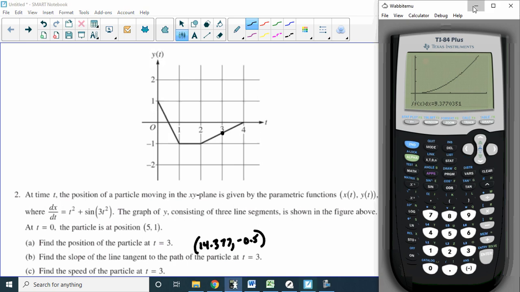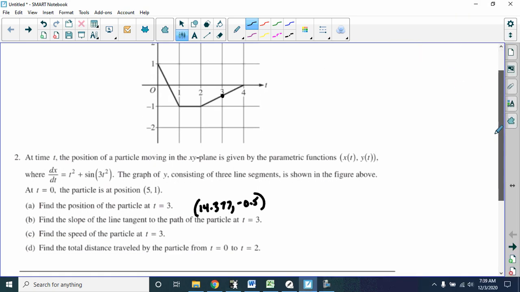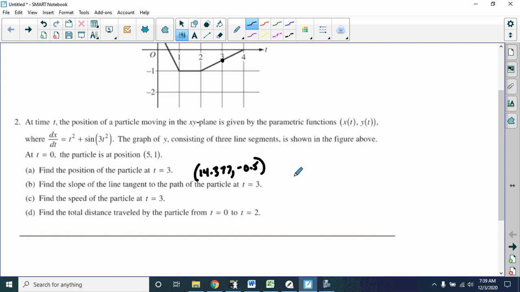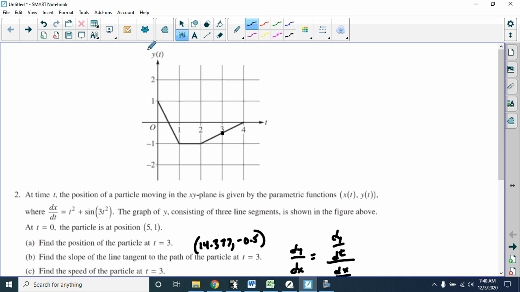Part B wants the slope of the line tangent to the path at t equals 3. So it wants dy/dx. dy/dx, remember, is dy/dt divided by dx/dt. For dy/dt, this graph is y. The graph is not dy/dt. So dy/dt would be the slope of this line at time 3. Slope of the line is 1/2.